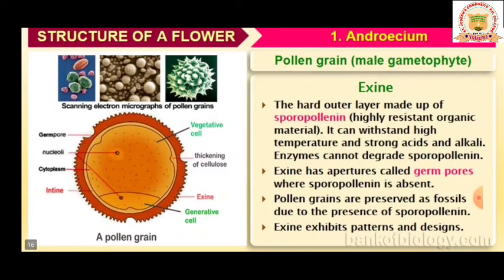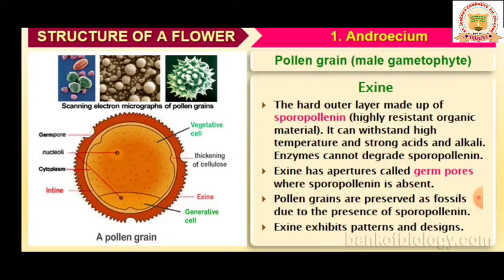So let me tell you more about the exine. The hard outer layer is made up of sporopollenin, a highly resistant organic material. It can withstand high temperature and strong acid and alkali. Enzymes cannot degrade sporopollenin. Very important for theory as well as competitive exams. So exine, the outer layer of our pollen grain, is made up of a special kind of material that we call sporopollenin.